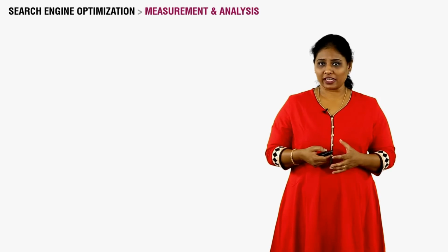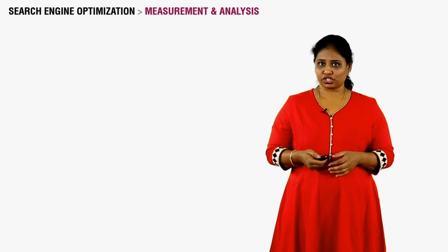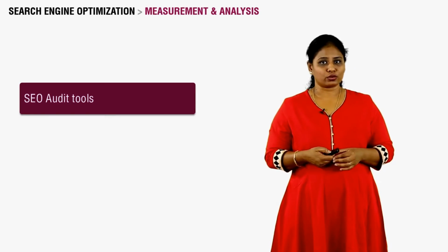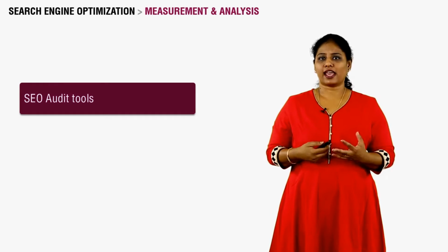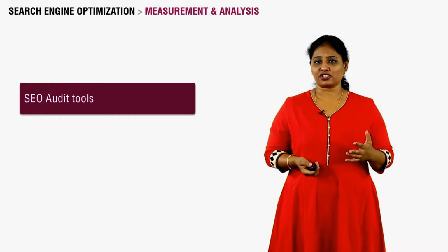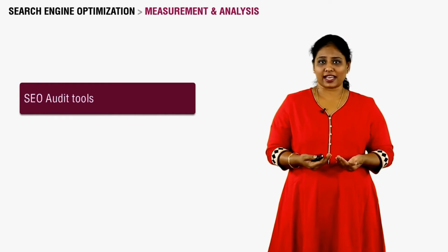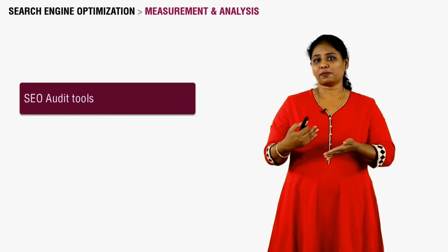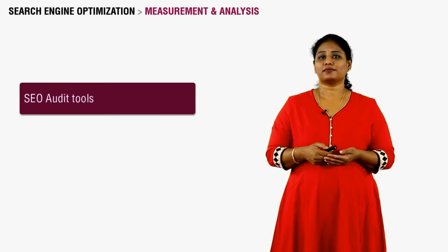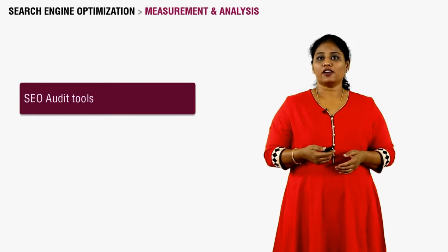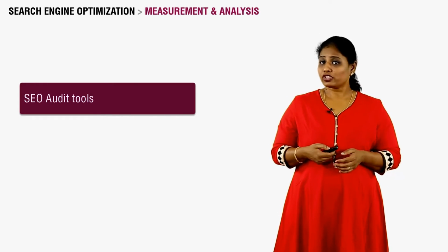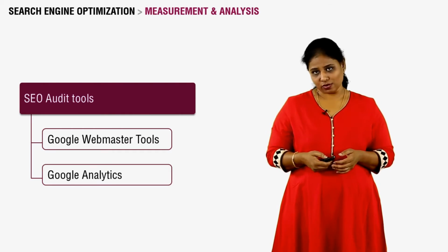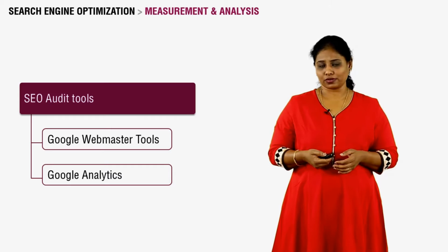There are a lot of tools available to measure and analyze search engine optimization performance. These are called SEO audit tools. As with any other process, an audit process for search engine optimization is where you take a look at your site, at the various factors that we just spoke about, and measure the performance or the parameters. There are a lot of tools available for SEO audits, but the most important of them are the Google Webmaster Tools and Google Analytics. Let's take a closer look.